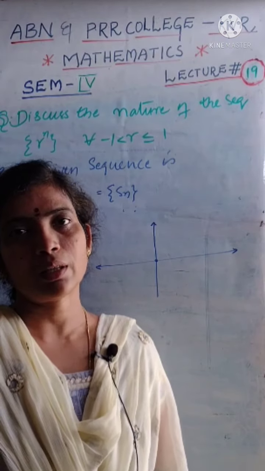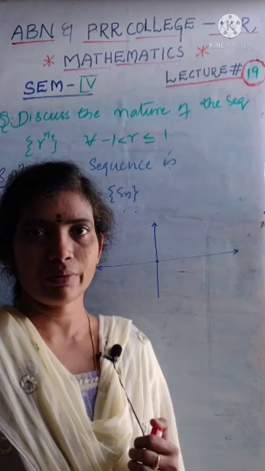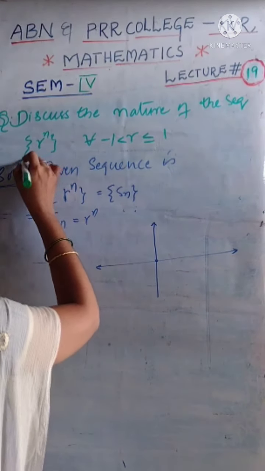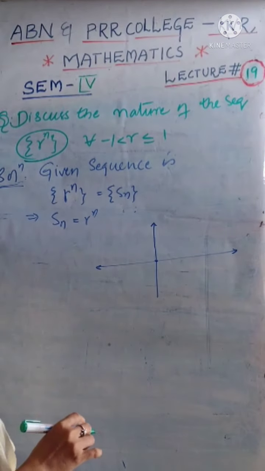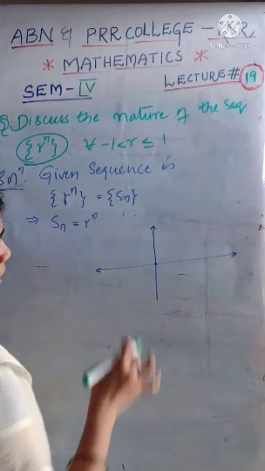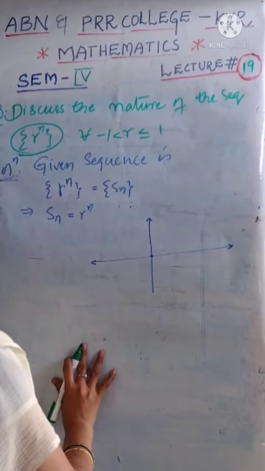Now let us consider another application of sandwich theorem. Very important is that let us discuss the nature of the sequences of the form r power n when r is in between +1 and -1 and equal to 1.